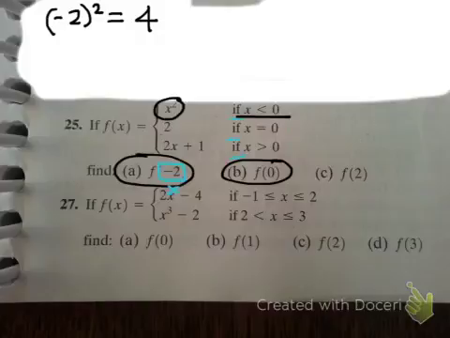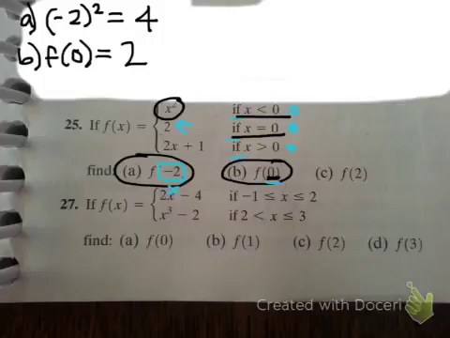Now we'll move on to B, and it says f of 0. Again, we come up to these three if statements. Is x less than 0, equal to 0, or greater than 0? We know it is equal to 0, so we're going to use that second one, which is really easy because it's just 2. So the answer is 2 when x is 0.